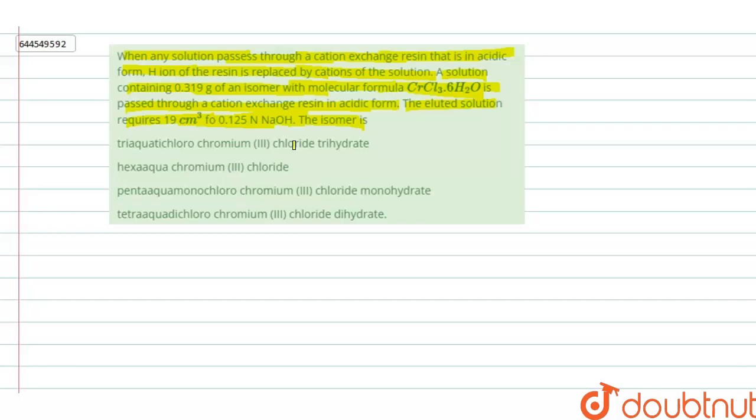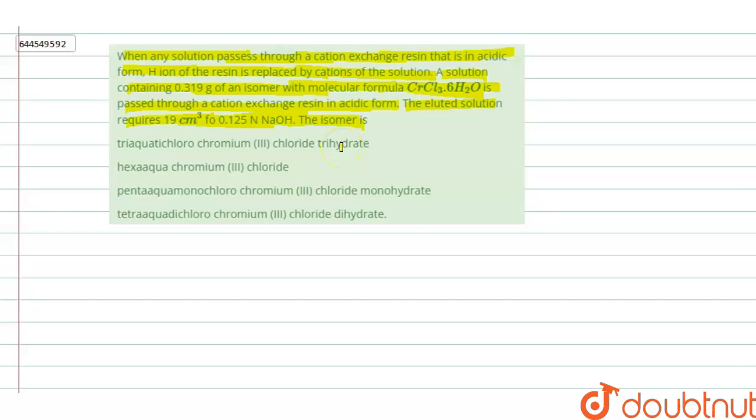in its acidic form, that hydrogen ion is replaced with the cations of the solution. So what we have given is 0.319 grams of CrCl3.6H2O is passed through a cation exchange resin in acidic form. So we have given that the eluted solution requires 19 cm³ of 0.125 N NaOH. So we have to find out the isomer.